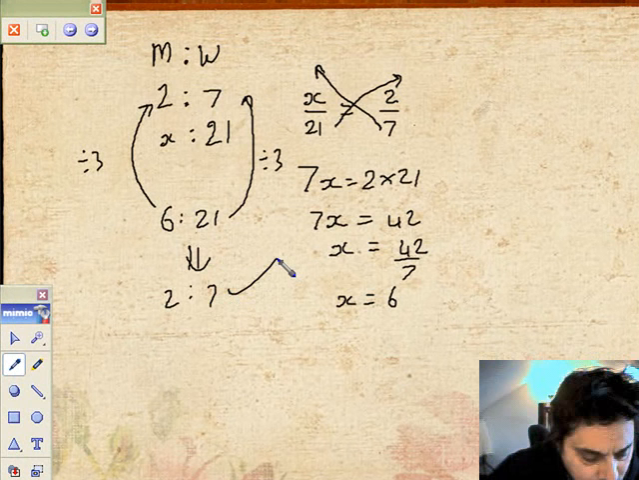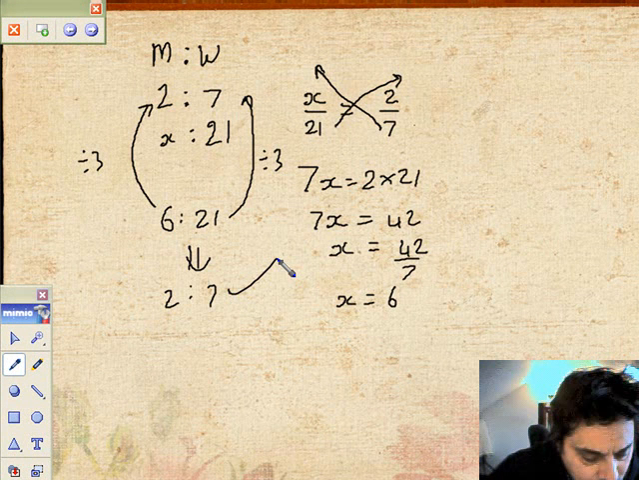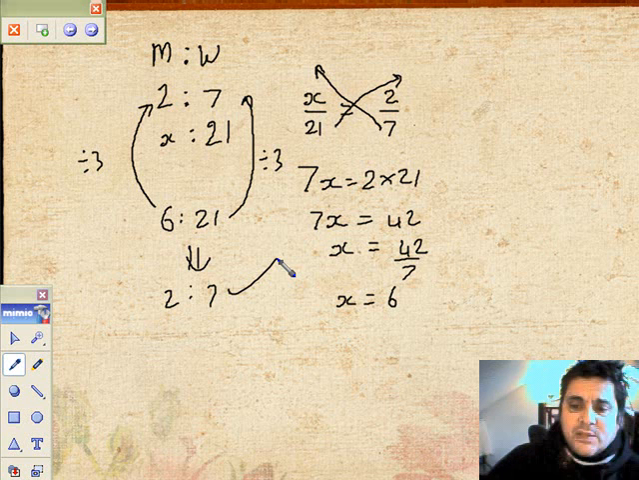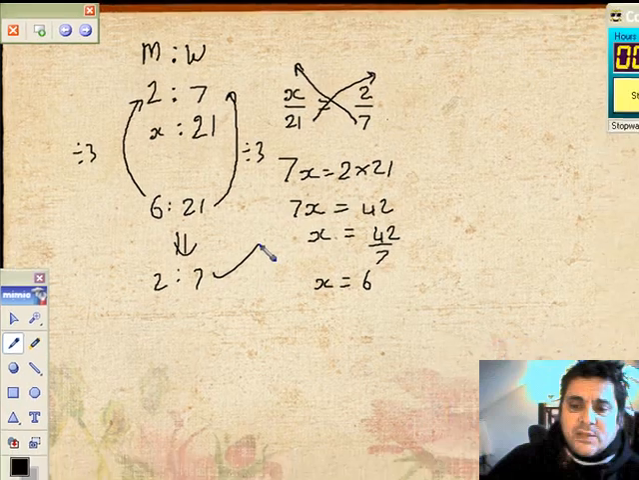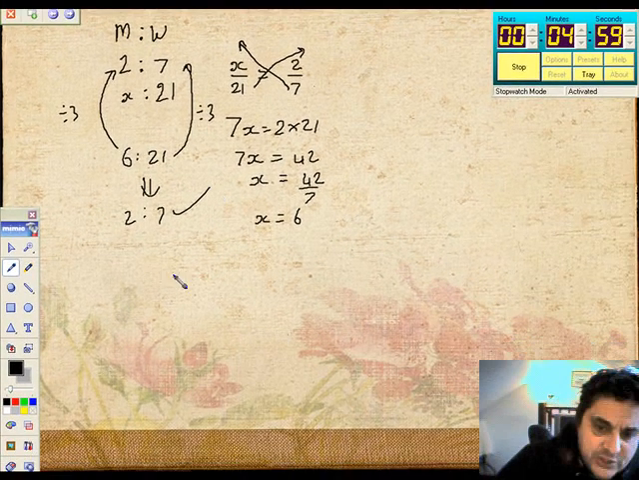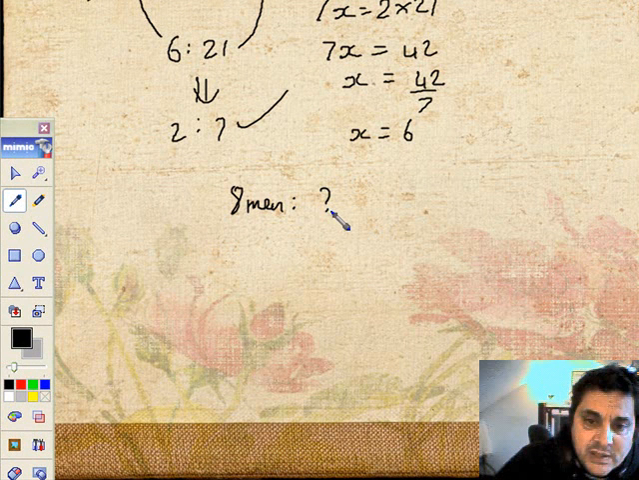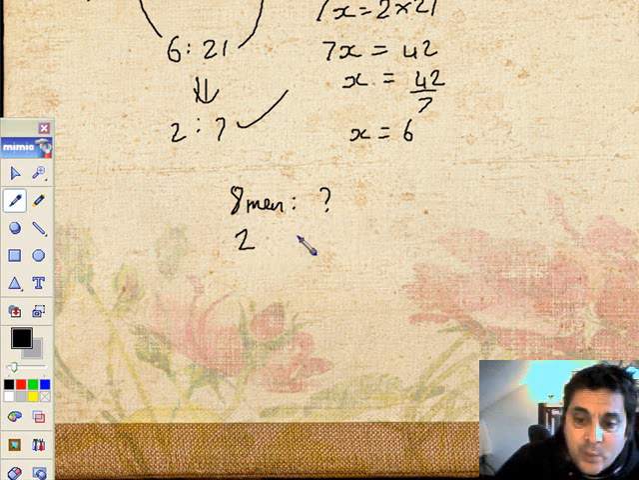It says then, part B, 2 more men join the group. So how many have I got so far? 6. How many more women are needed to keep the ratio of men to women the same? So 2 more men. So I've got 8 men. I don't know how many women yet, but I know the ratio is going to stay the same. So I've got to match the 8 and the 2 with the 7 and the whatever you have just here.